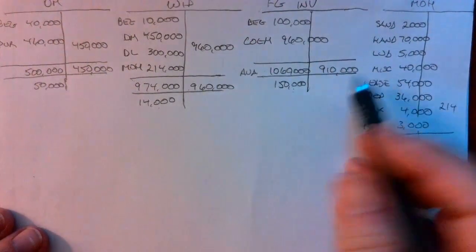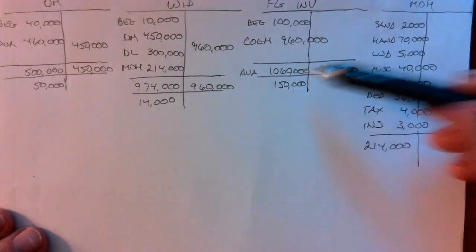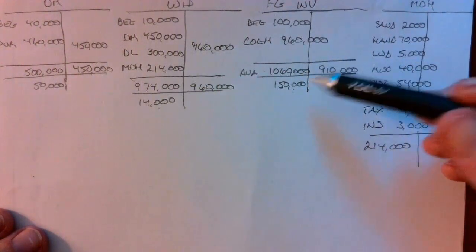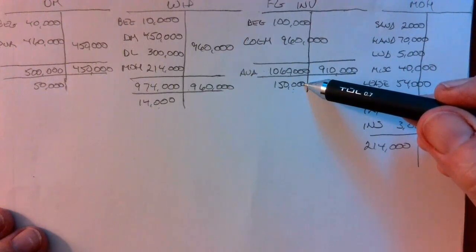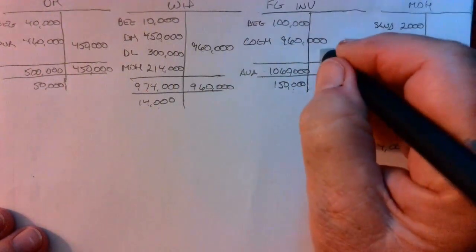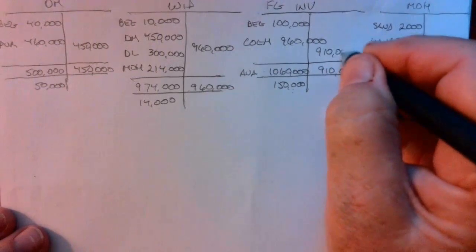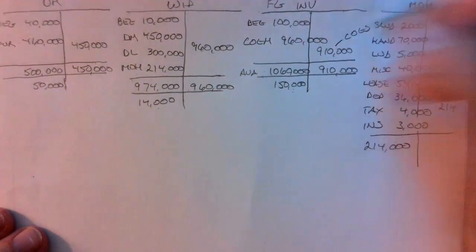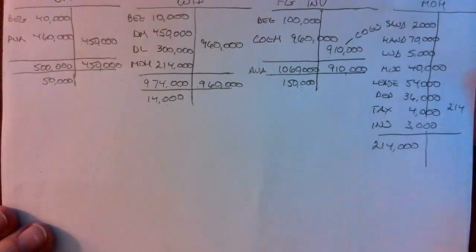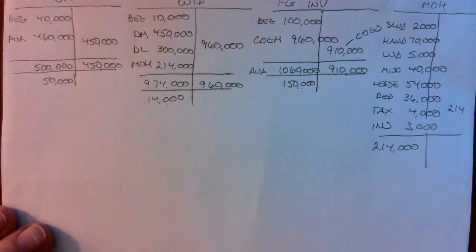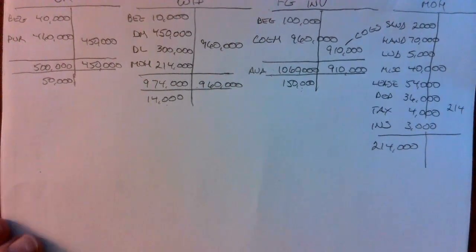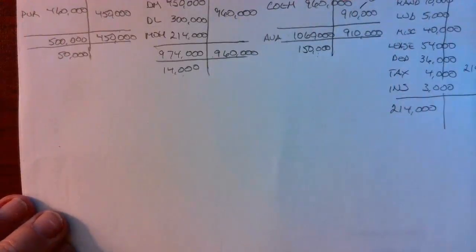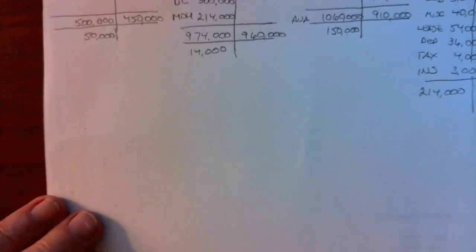So then again, go top down. So 1060 minus 910 is 150,000. Okay? And this 910, that is cost of goods sold. Okay? So now we've got everything that we need to know. We've got it all down, and we can do our cost of goods manufactured, and then the cost of goods sold, and then an income statement. So I'm going to slide this and leave that right there.